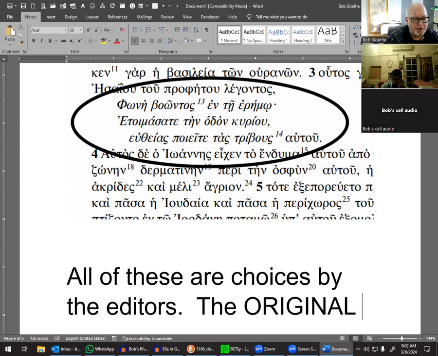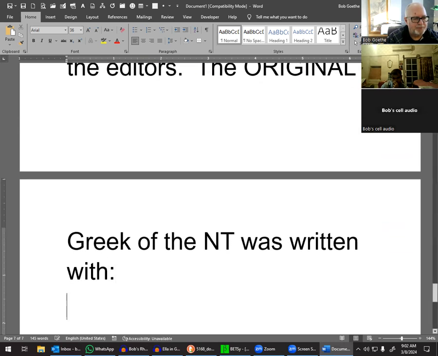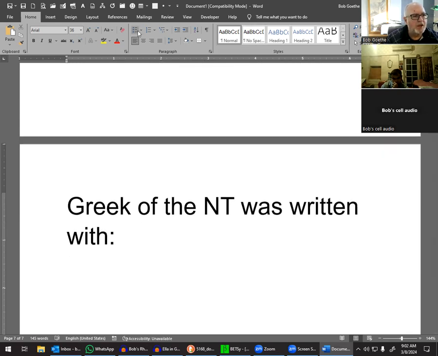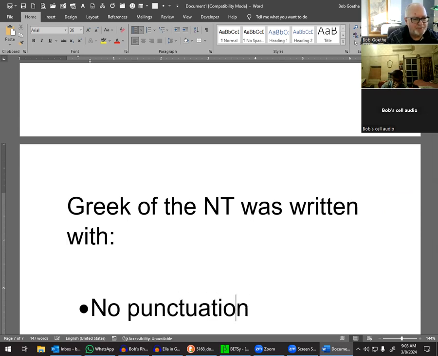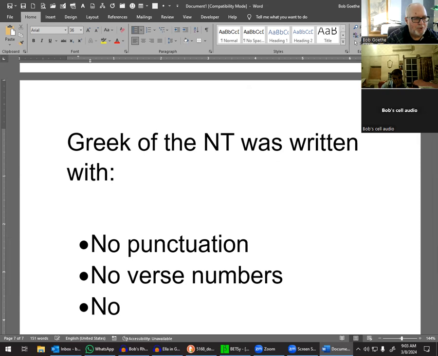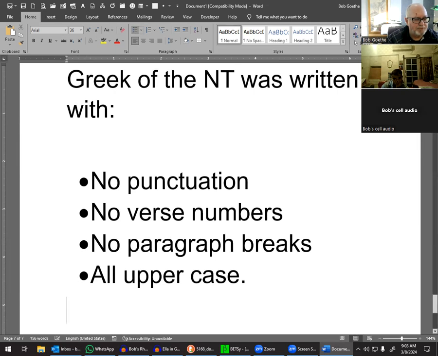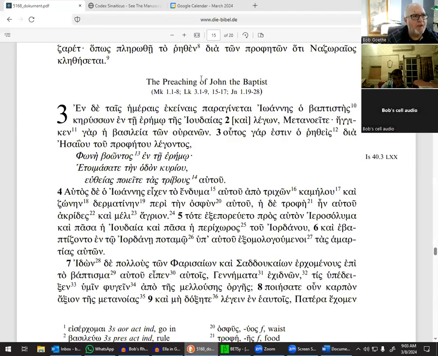The original of the New Testament was written with no punctuation, no verse numbers, no paragraph breaks, and then all uppercase.